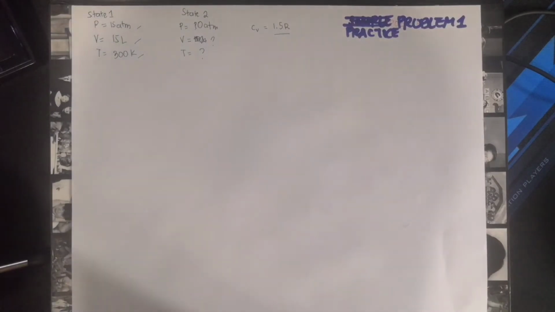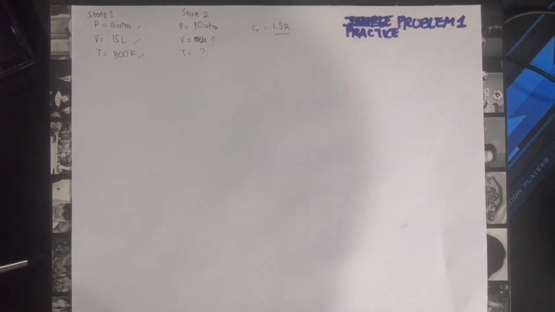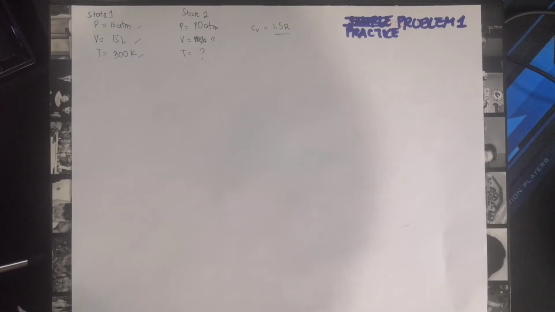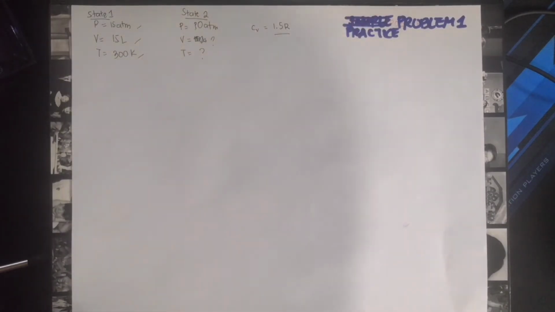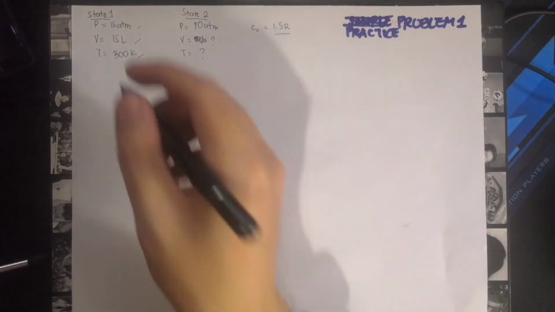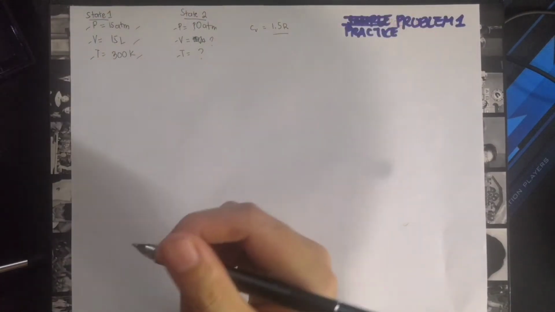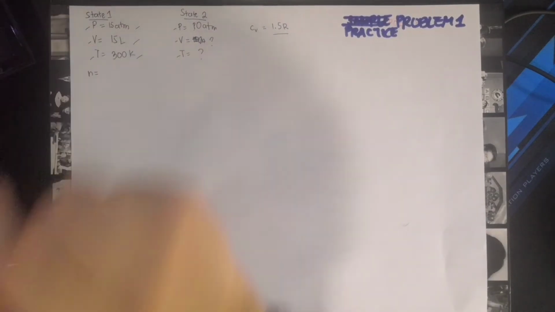Given that, it's always convenient for us to write what is given first. Then we can find what we can from the given. So first, what I do is I identify the states that we'll be using. We just have an initial and final state. So I name this state 1 and state 2. And it is convenient for us if we identify the state variables for each state: pressure, volume, and temperature.